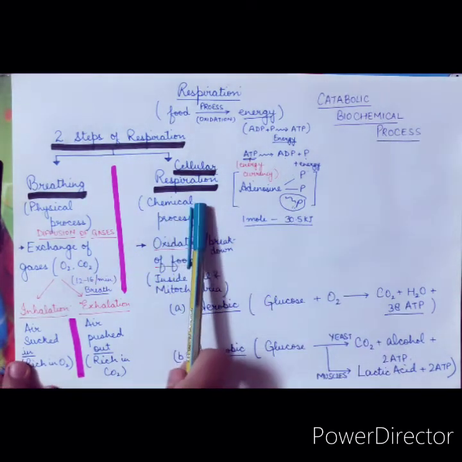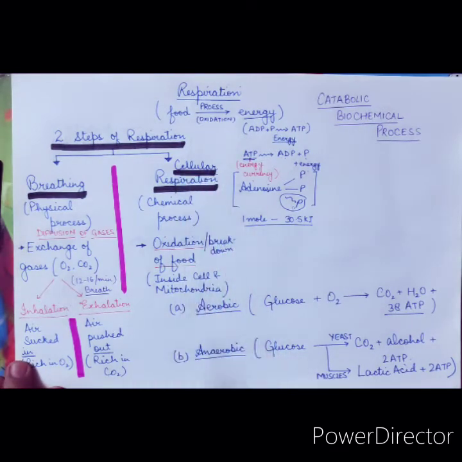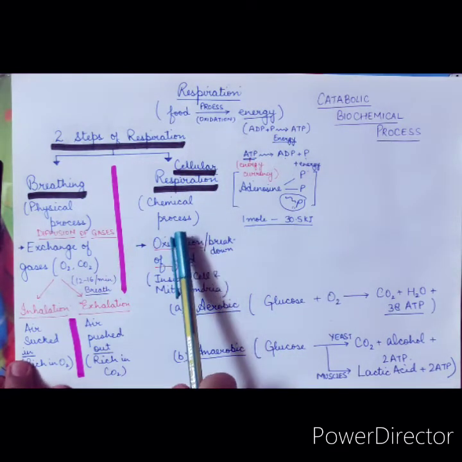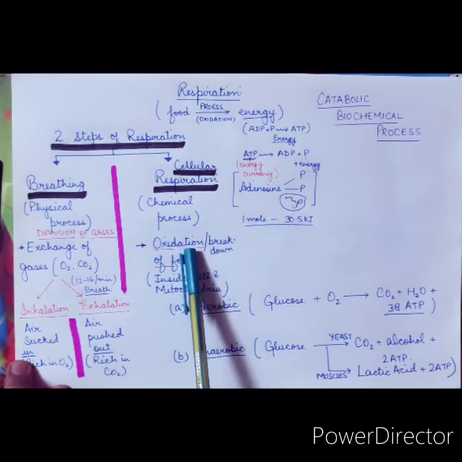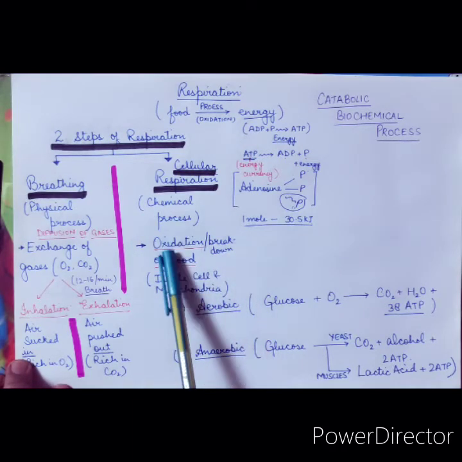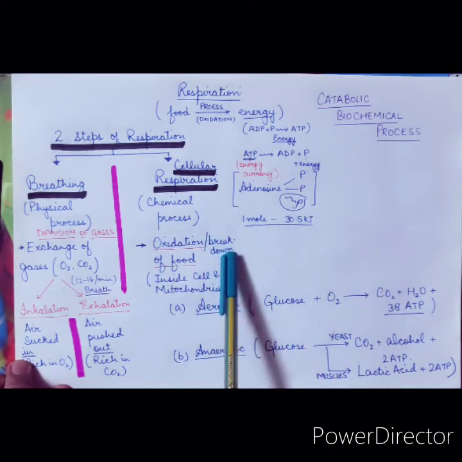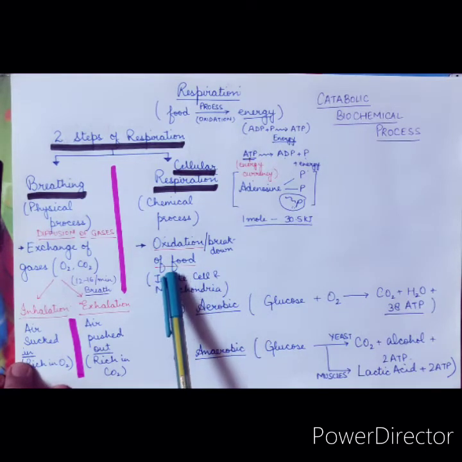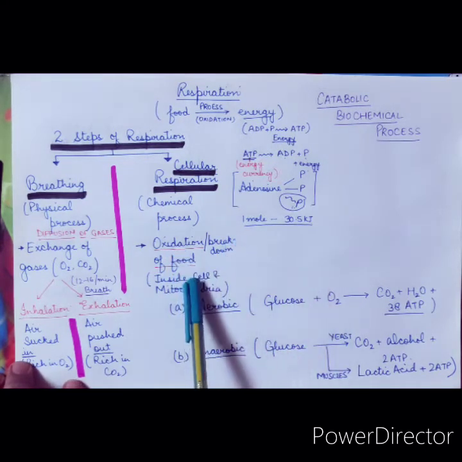Coming to the second step of respiration, which is cellular respiration. It is a chemical process in which the food is oxidized if oxygen is present, and if not, then it is simply broken down inside the cell to release energy.